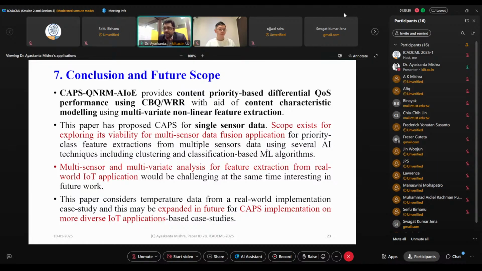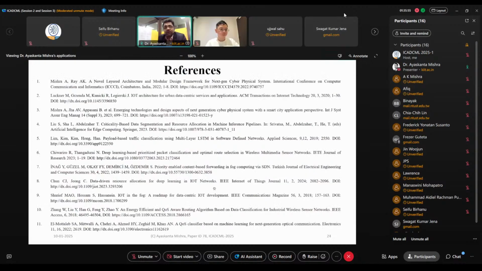So scope exists for exploring a variety of multi-sensor applications. That means multi-sensor data fusion application also can be explored in future. So that is part of future work. And multi-sensor and multivariate analysis for feature extraction for real-world IoT application would be challenging and interesting in future work. The paper considers temperature data for real-world implementation. We can also go for different types of other sensor data. So these are my references.